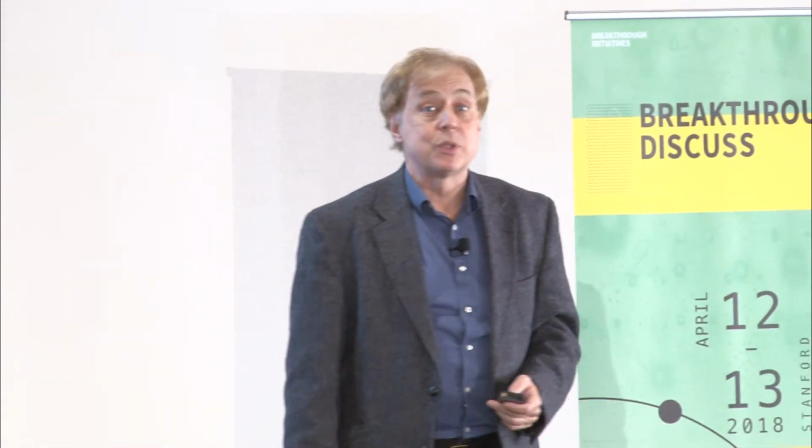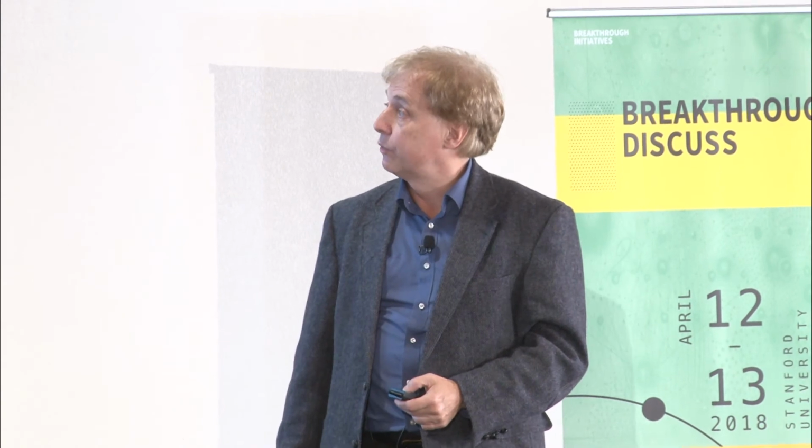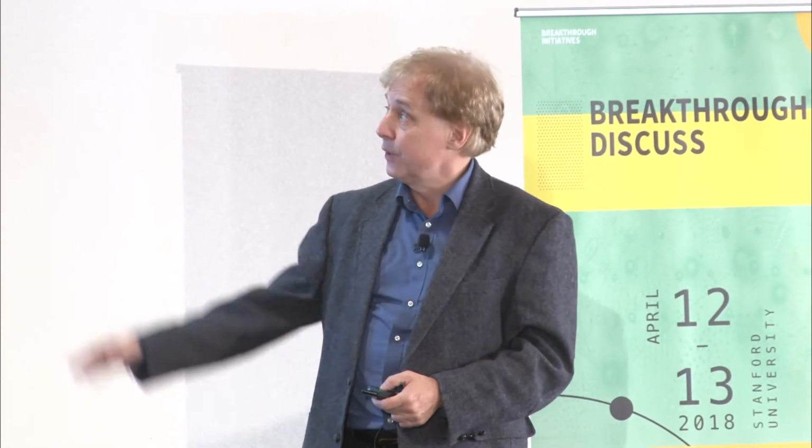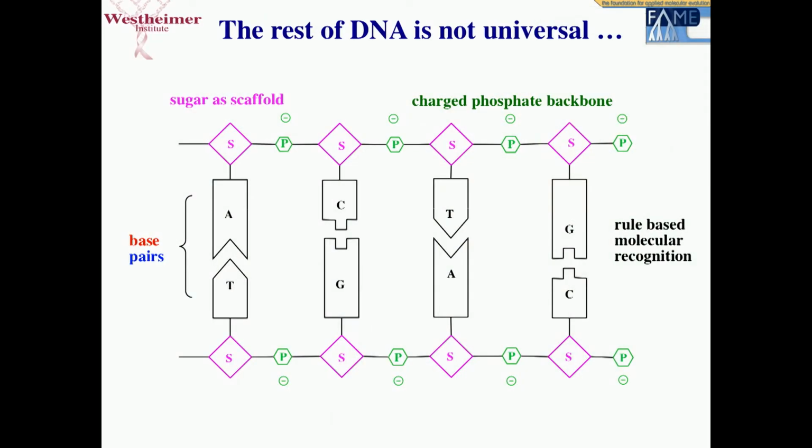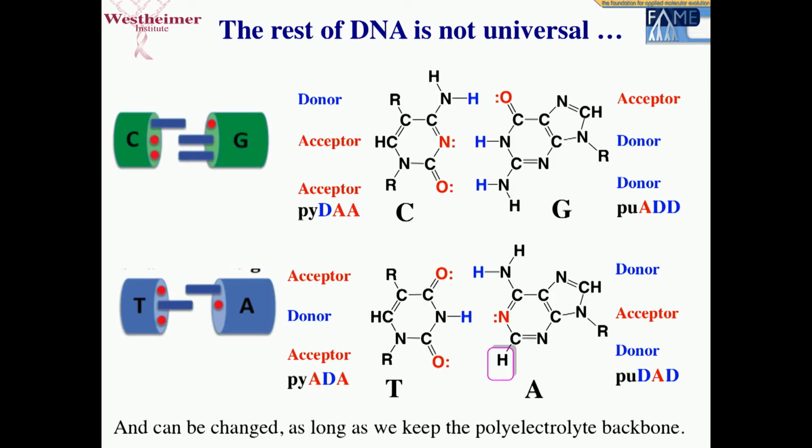So that's what we have to look for when we're going to go look for molecules. By the way, the rest of the DNA is not universal. There's the cartoon structure of the DNA that you know of, A pairing with T and C pairing with G, but there's the structures in Lego form on the left and the structures in molecular form on the right.